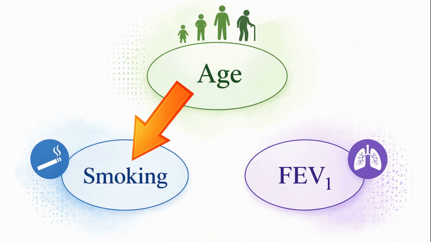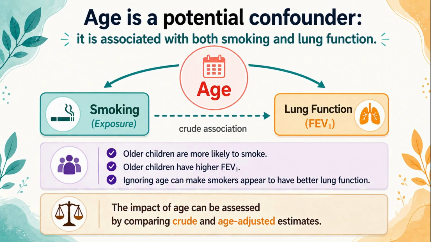In other words, age is associated with both the exposure and the outcome. Smokers are disproportionately older, so the smoking group contains more older children. Because lung capacity increases with age, older children naturally have higher FEV₁. As a result, the combined data can make smoking appear beneficial when the difference is actually driven by age.